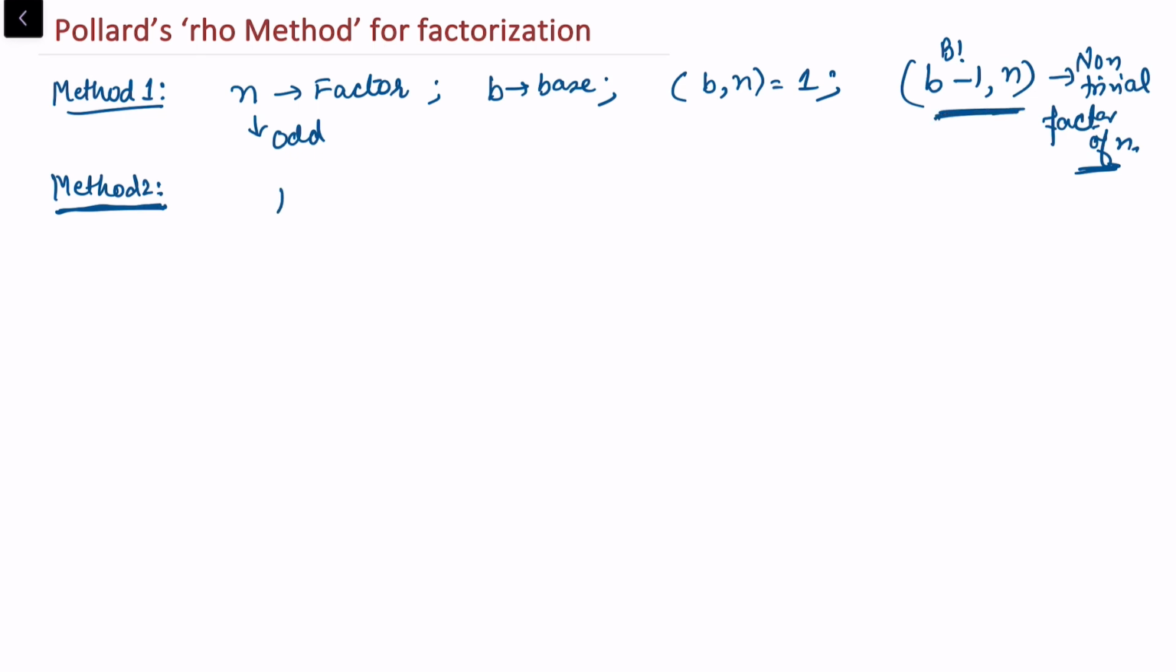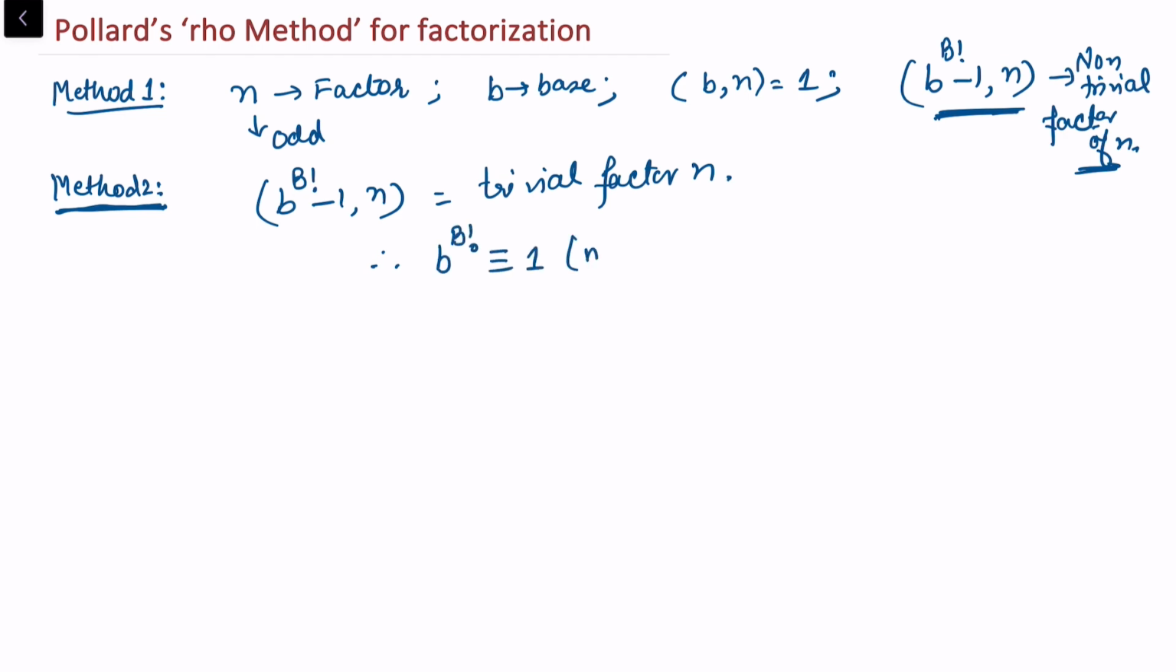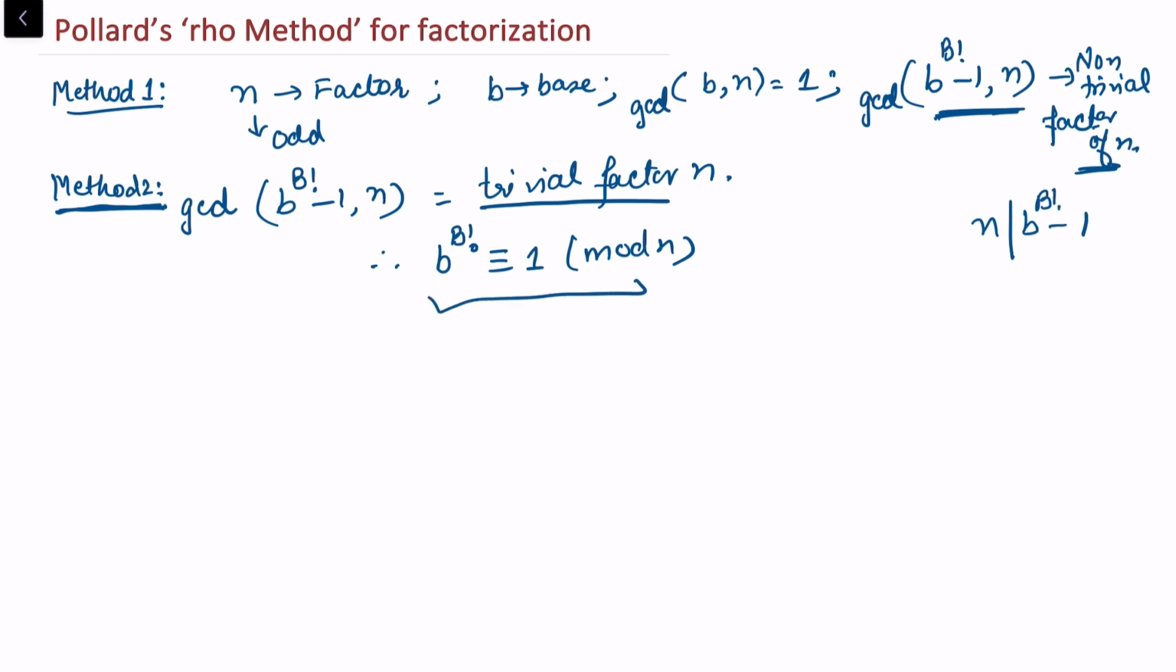So what will happen when the GCD of b raised to the power b factorial minus 1, comma n, leads to the trivial factor n? Whenever this leads to the trivial factor n, we reach the condition that b to the power b factorial is congruent to 1 mod n. This is the notation I'm writing for the GCD. So if the GCD is n, this means n divides b to the power b factorial minus 1. So this congruence will hold. And here I have applied the factoring pseudo prime algorithm. This I have also done earlier.